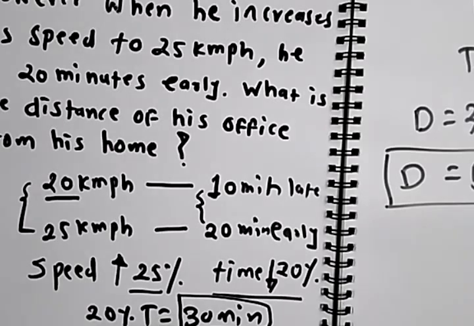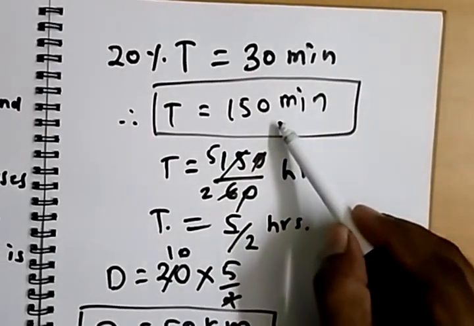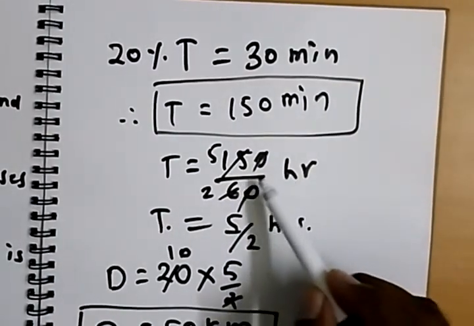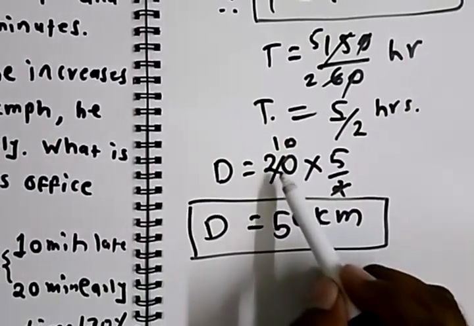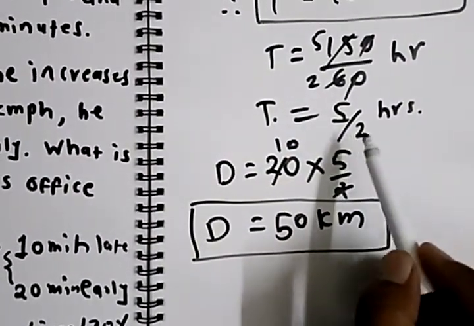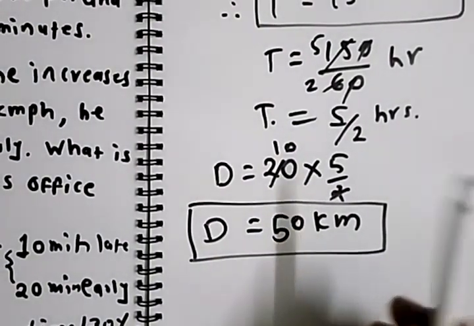So decreased time is 30 minutes, right? Now, if the speed is increased by 25% according to product stability, the time has to decrease by 20%. So 20% of the original time is 30 minutes. So original time must be 150 minutes. That is 5 by 2 hours. So we know the original speed and original time. So distance is equal to original speed into original time. So that is 50 kilometers.